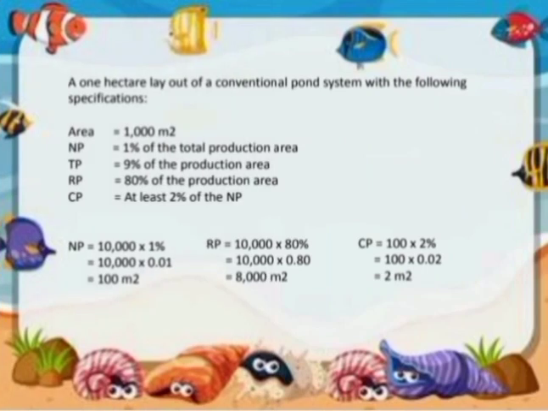A 1 hectare layout of a conventional pond system with the following specification. Muna ni ang sa conventional pond system, guys. If imong area have a 10,000 meter square, imuhang NP mo to giniha kong giingon nga nara kay 1% of the total production area. Ang imuhang transition pond, you have only 9% of the production area, and your rearing pond must be 80% of the production area, and your catching pond at least 2% of the nursery pond. Inana na siya pag-compute, guys.